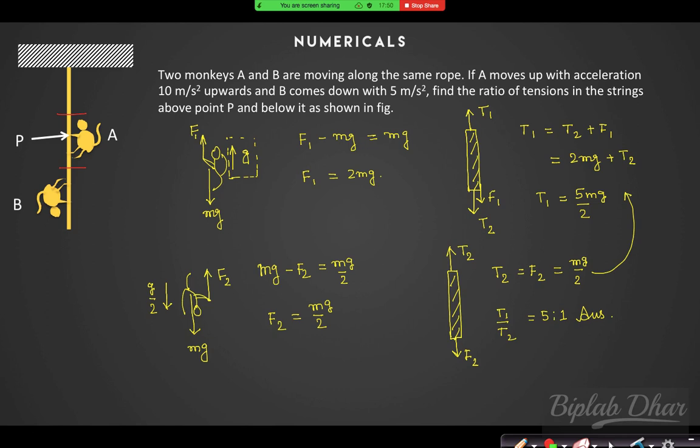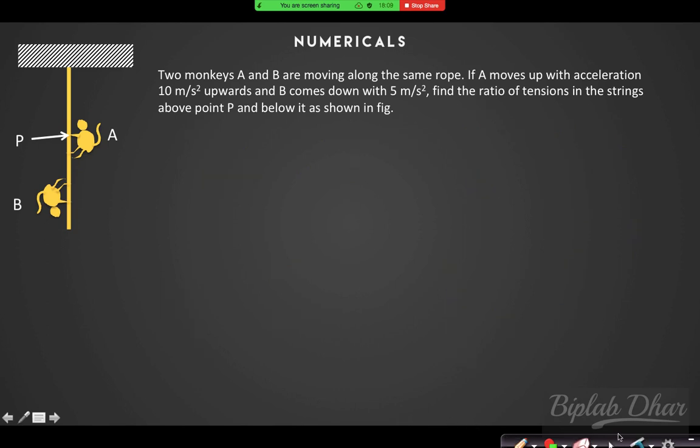Right. So even if the monkey is placed above or below that previous monkey, it doesn't matter actually. I think that the free body diagram will be the same. Only the free body diagram of the string will be different. Right? Okay.